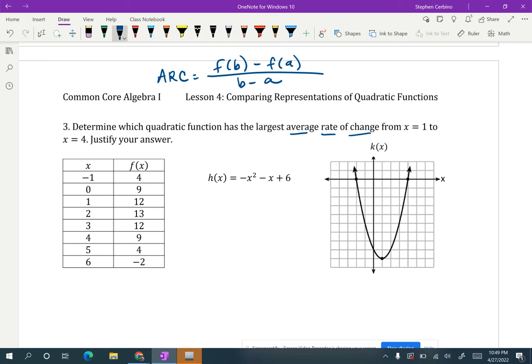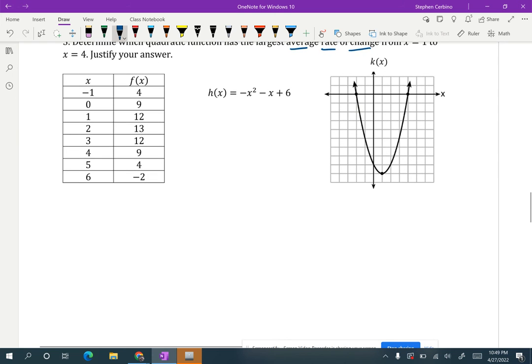So if I find the average rate of change from 1 to 4 for f of x, it's going to be these 2 points that we care about here and here. The function value at the x value of 4 is 9. The function value at the x value of 1 is 12. So the average rate of change is going to be -3 over 3, or -1.